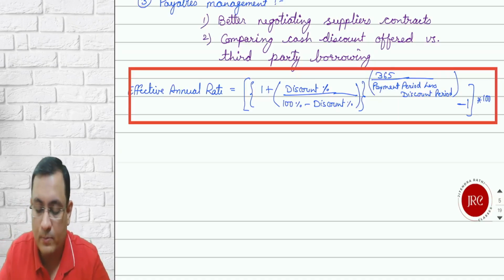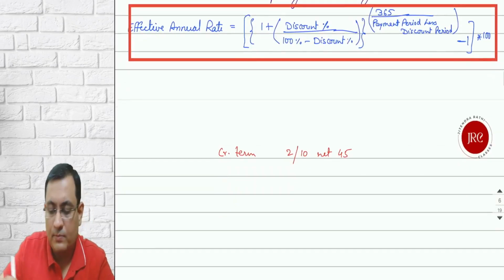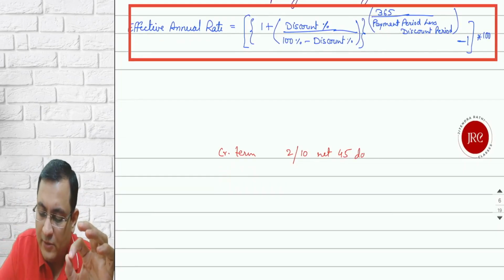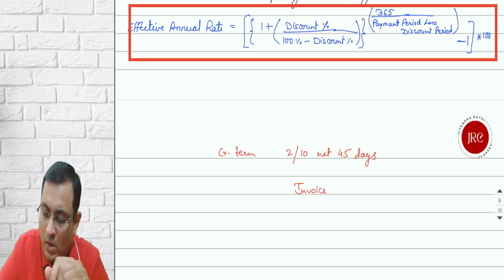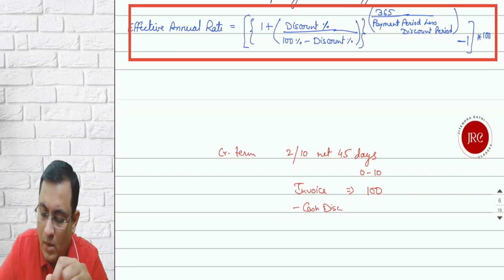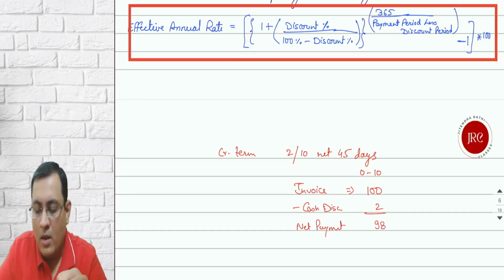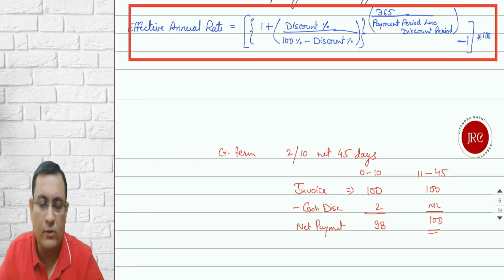We have to compare it with what? Let's take an example. Generally suppliers offer credit terms in the form of 2/10 net 45. What does this mean? From day 0 to the 10th day, if you are paying, let's say the invoice value is 100 rupees, that is either cash sales or within 10 days, you will be given a cash discount of 2 rupees, and your net payment will be 98 only. But from the 11th day till the 45th day, which is the last day of your credit period, if you are paying, no discount will be given, and you will end up paying 100 on the invoice value of 100.